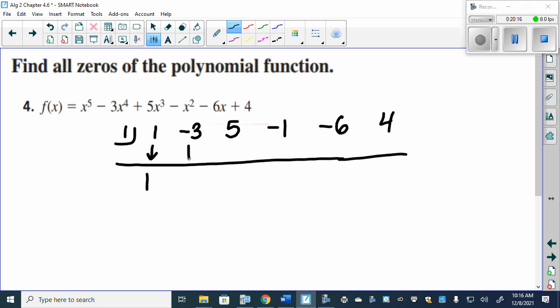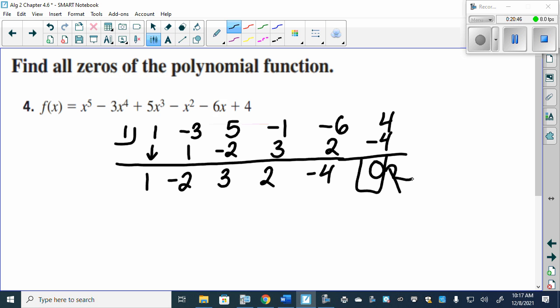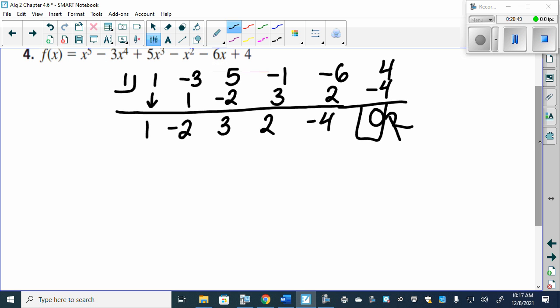1 times 1 is 1. Negative 3 plus 1 is negative 2. 1 times negative 2 is negative 2. 5 plus negative 2 is 3. 1 times 3 is 3. Negative 1 plus 3 is 2. 1 times 2 is 2. Negative 6 plus 2 is negative 4. And 1 times negative 4 is negative 4, and 4 plus negative 4 is 0. So it does tell us that the remainder for this is 0.